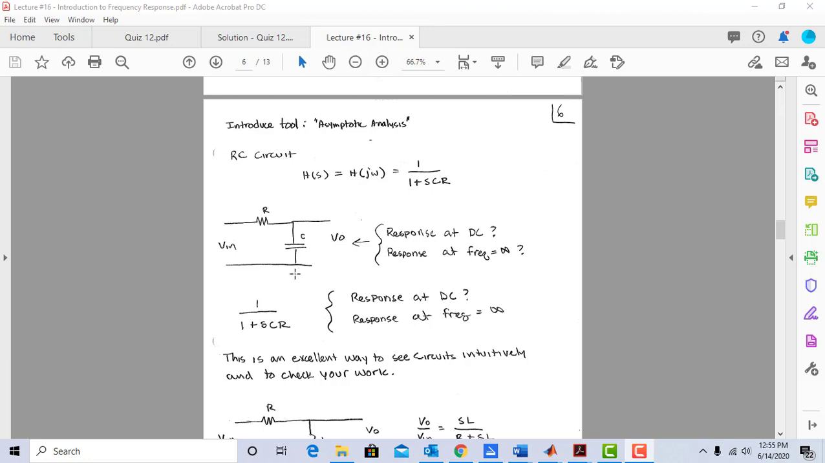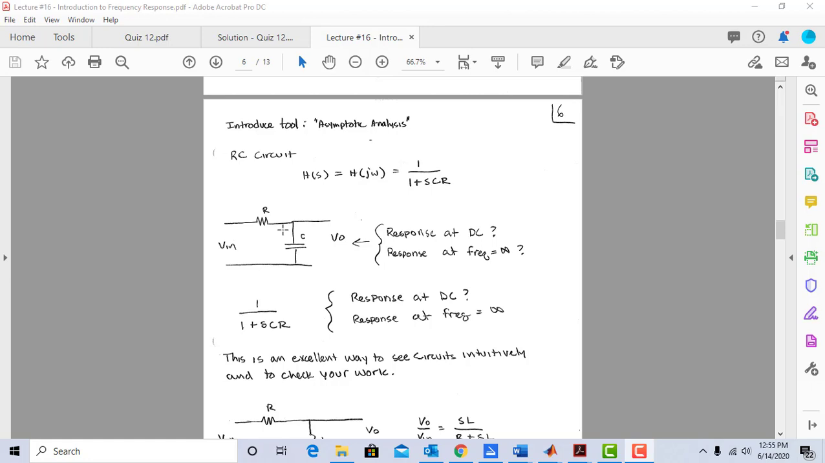So if I have no current here, I have no voltage drop across the resistor. So this voltage is equal to this voltage. V out equals V in. Response is unity. It's 1. Now let's go down to here. So response at DC, well, S is equal to j omega. Omega is 0 because the frequency is 0, so let's put a 0 here. 1 over 1, that's 1.